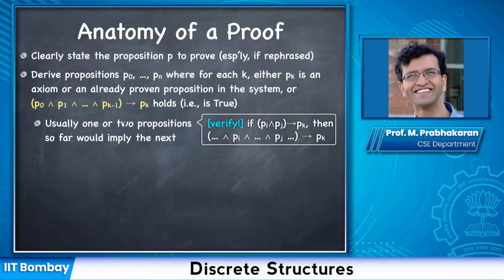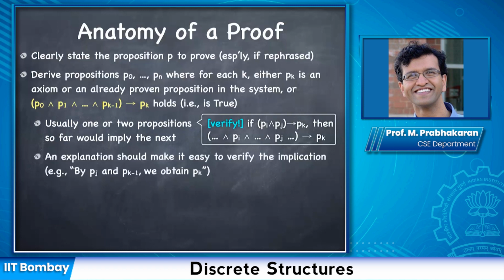But typically in a proof, you would not have to use all the statements you made so far to derive the next statement. However, you should point out which statements you're using. So you would say something like, Pk is implied by this Pi and that Pj. You should give an explanation so that the verifier can simply do a simple logical operation to verify this is true. Right? They should be able to easily verify it.